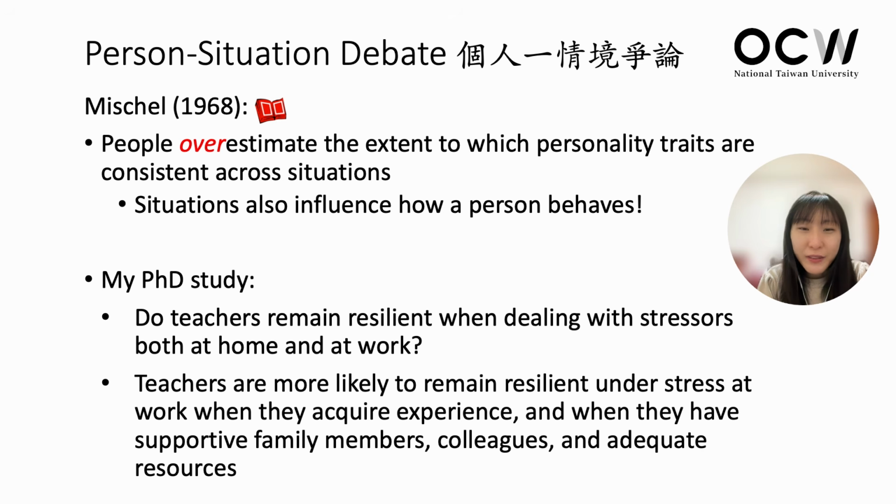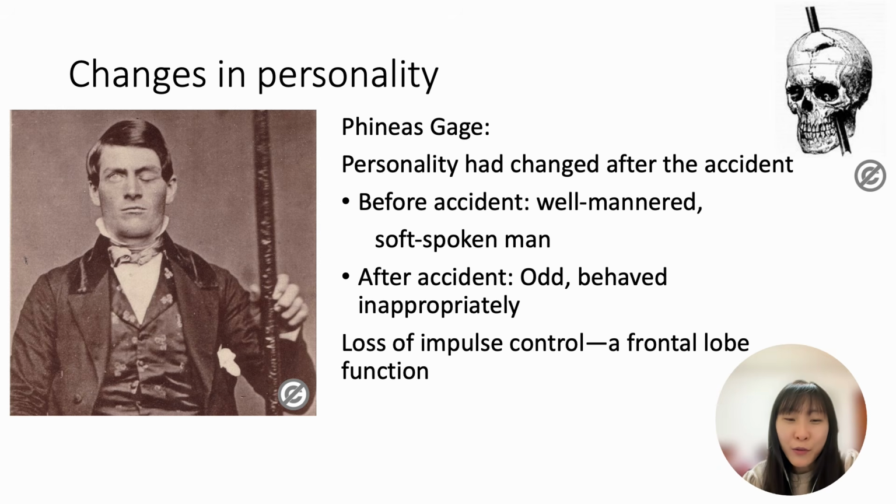My PhD is a good example to showcase that personality can be inconsistent across situations. For example, in the presence of a resilience intervention, the levels of resilience can be improved. People tend to overestimate the extent to which personality traits are consistent across situation and time. However, this is not the case. For my PhD studies, I found that teachers didn't remain resilient when dealing with stresses both at home and at work. Here is another example to show how personality change may occur.